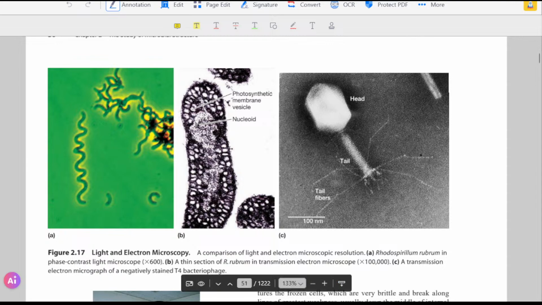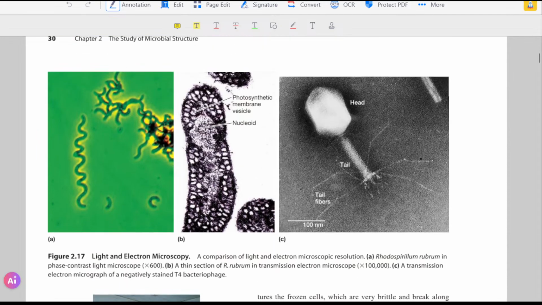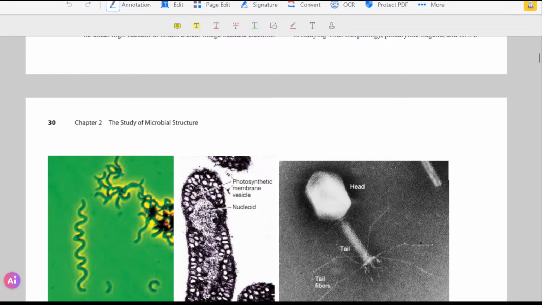And yeah, a transmission electron microscope image of negatively stained T4 bacteriophage. This is negative staining, where you can clearly see that the background is darker while the virus itself is lighter. Look, you can even see the legs, which are so thin. The head, tail, and tail fibers.